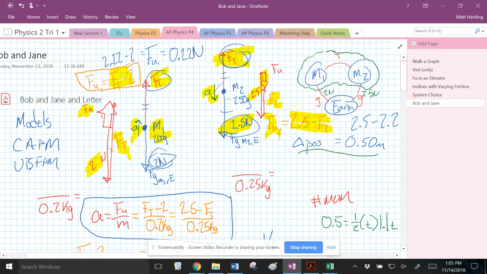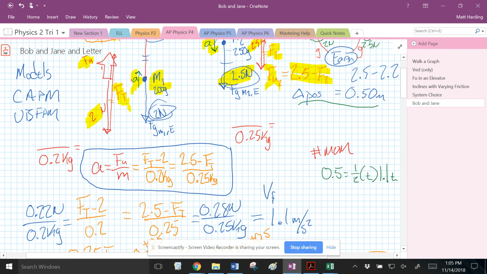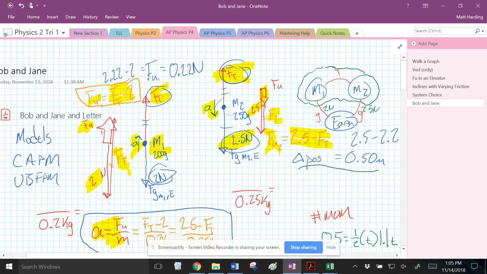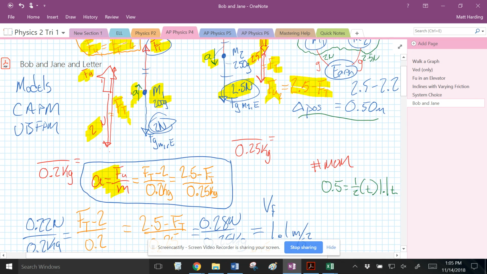So where do you go from there? You come down to this thing, and this is the crux of the unit. That acceleration is the ratio of the unbalanced force to the mass. They have different masses. They have to have different unbalanced forces. So for object M1, we set up here that FU1 is FT minus 2. So I just write FT minus 2, and I write that over 0.2 kilograms.